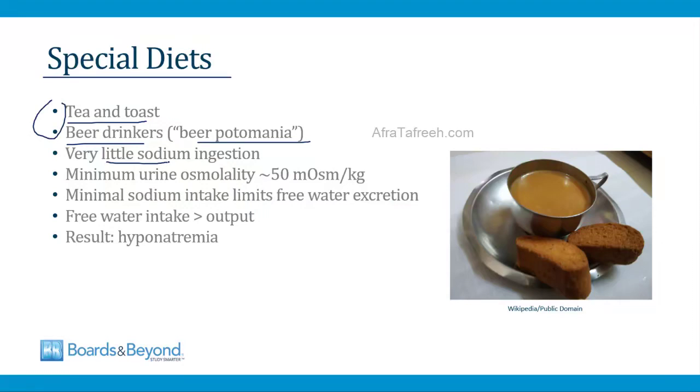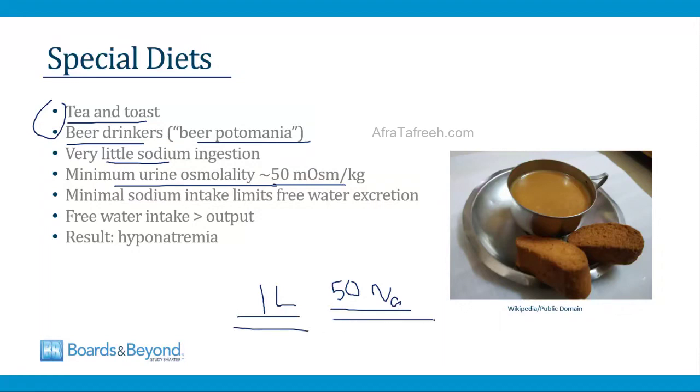Well, to understand this, remember that we've already talked about the fact that the minimum osmolality that the kidneys can achieve is about 50 milliosmoles per kilogram. So a way you can think about this is that for every 1 liter of urine the kidneys want to produce, they must come up with 50 milliosmoles of solute, including sodium. So if you are eating very, very little sodium, then you cannot excrete many liters of water because you need to pair every 1 liter of water with 50 milliosmoles of sodium.